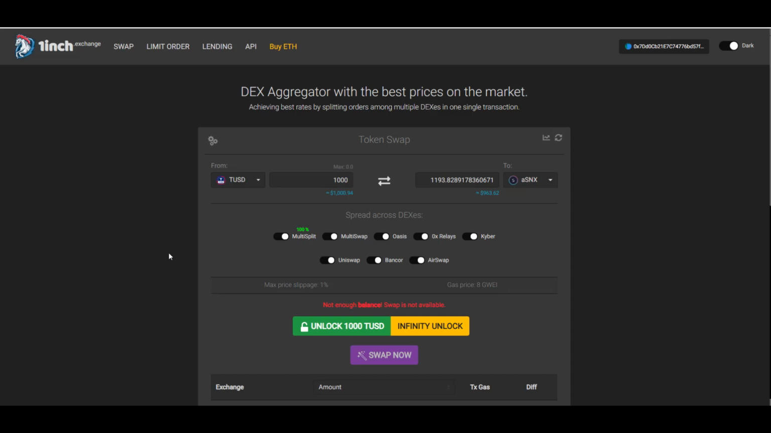So again, what's going to happen now is that this TUSD is going to be converted to the SYNTHETIX token. That SYNTHETIX token is then going to be locked into the Aave protocol. And once that SYNTHETIX token is deposited into the protocol, you'll be issued aSNX into your Ledger wallet. So when you open your Ledger wallet, this is the token that's going to be in there. And while your SYNTHETIX tokens are locked into the Aave protocol, you'll be earning a yield.